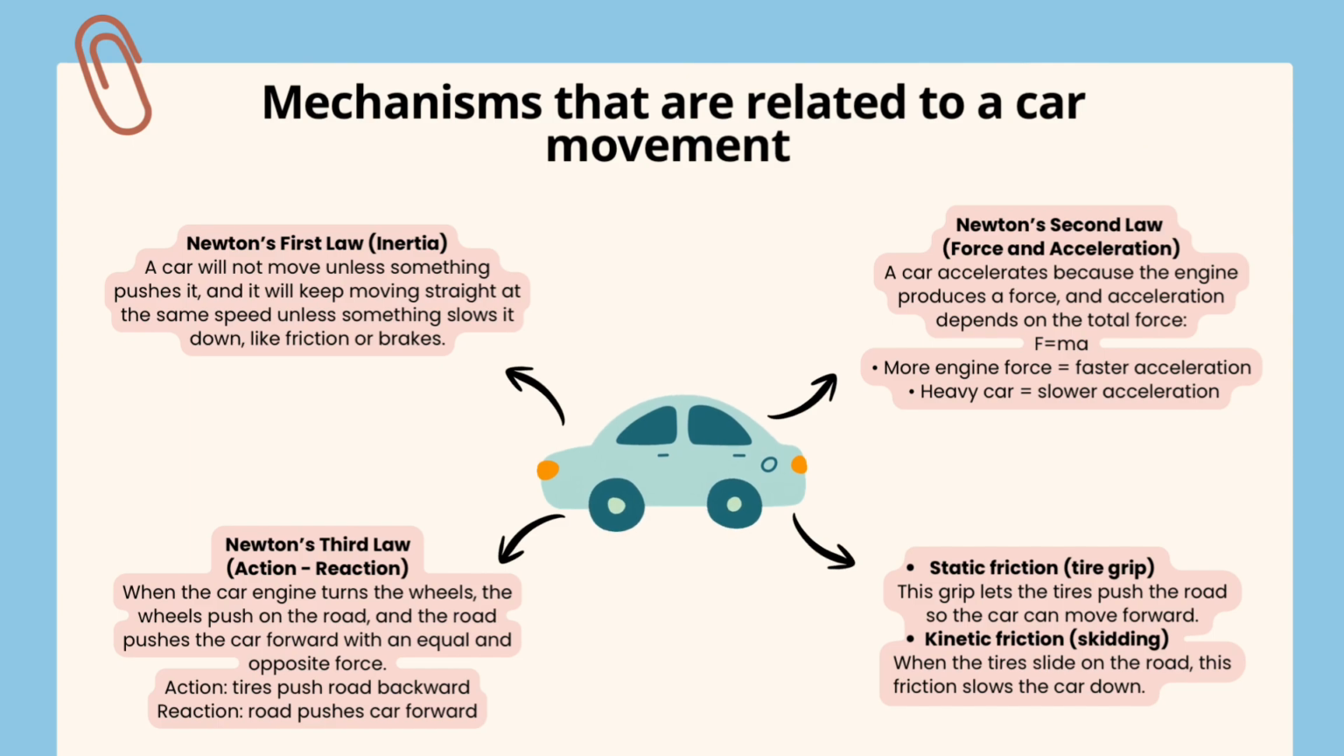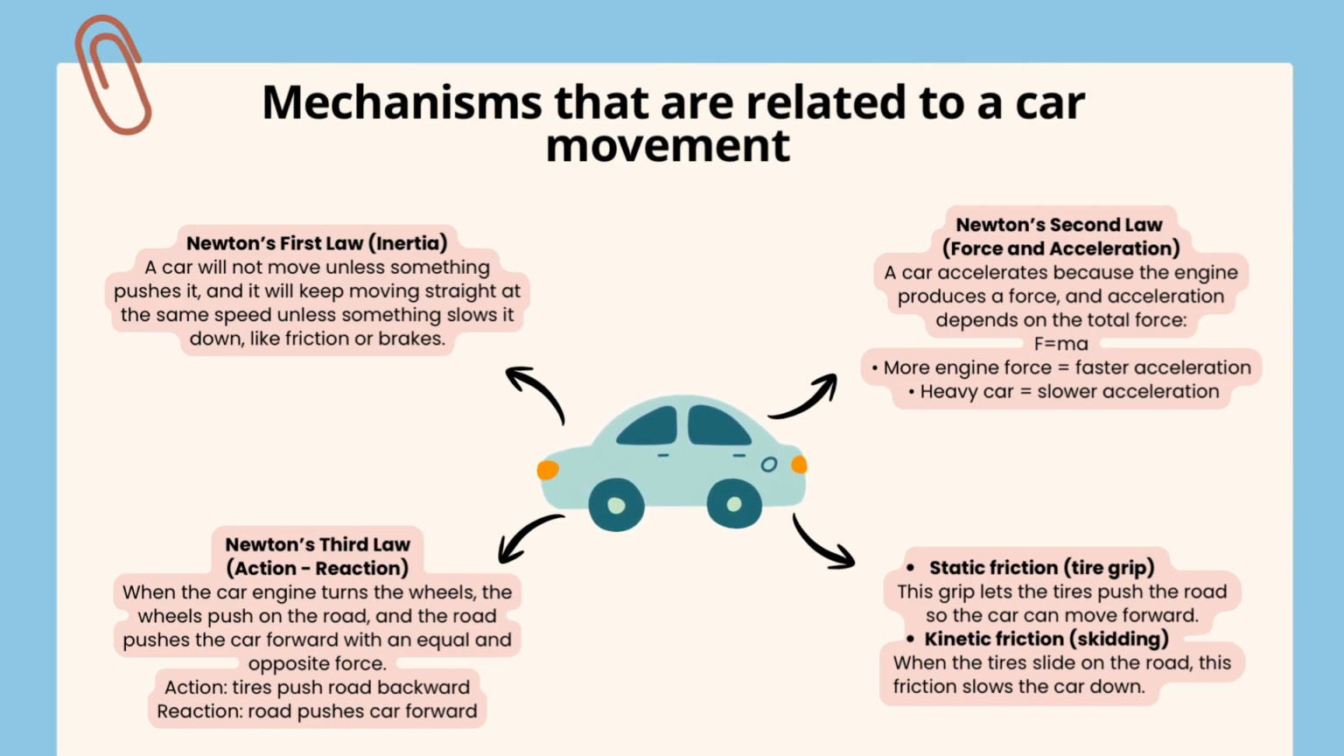After that, we can look at Newton's third law, which is action-reaction. When the car engine turns, the wheels push on the road, and the road pushes the car forward with an equal and opposite force. The action is the tires pushing the road backward, and the reaction is the road pushing the car forward. Furthermore, static friction occurs at the tire grip. This grip lets the tires push the road so the car can move forward.